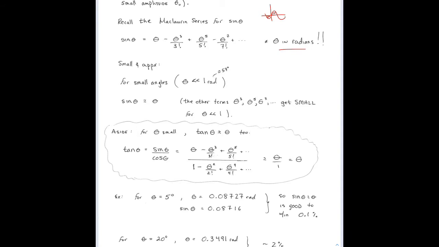So the small angle approximation is for small angles. Now, what is a small angle? We say theta is much less than 1 radian. Now, what's a radian? That's 0 radians, and that's pi over 2. Remember, pi over 2 is about 1.57 on a calculator. So 45 degrees is about 0.78 radians. So much less than 1 radian, right?